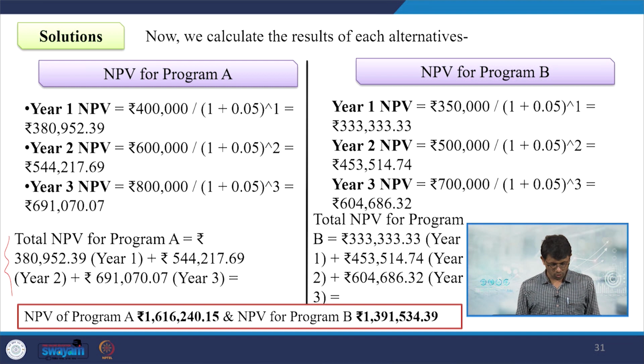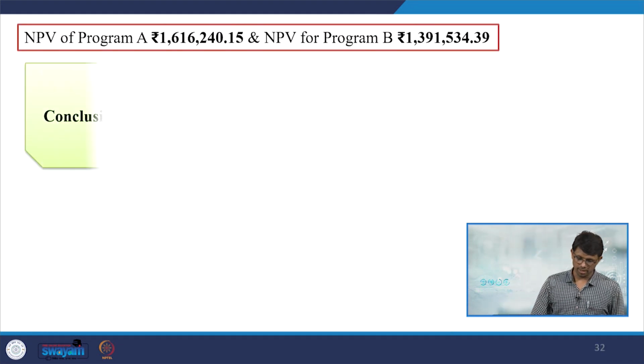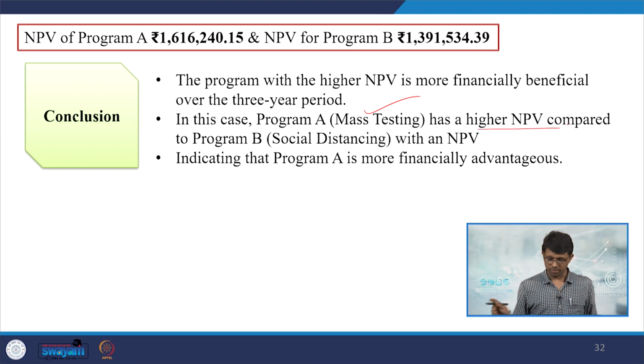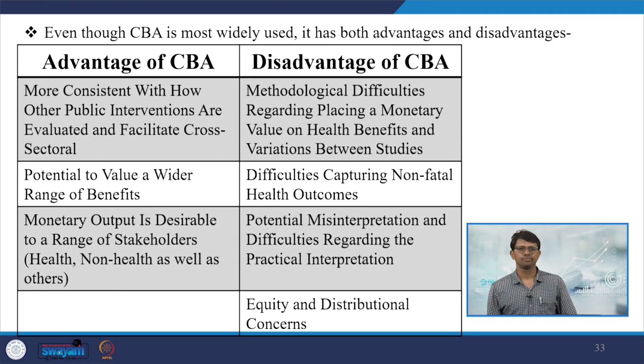So, it is clearly observed that program A has higher net present value, even though we have counted the year discounting. So, net present value wise, in conclusion, the program with higher NPV is more financially beneficial over the 3-year period. In this case program A, that is mass testing, has a higher NPV as compared to program B. This indicates program A is financially advantageous.